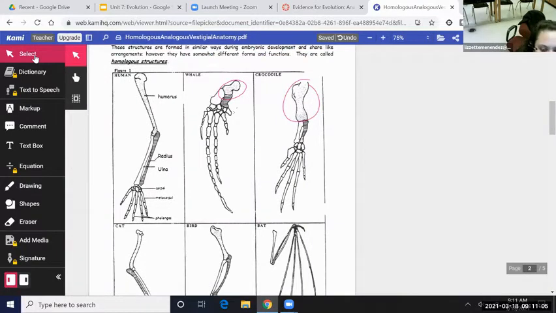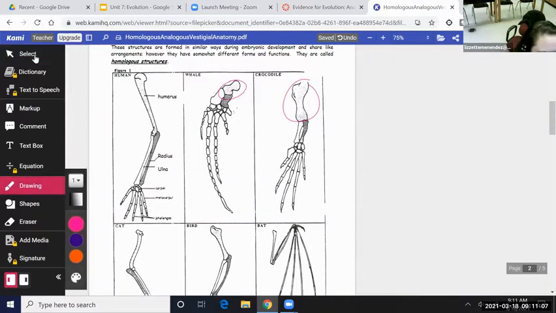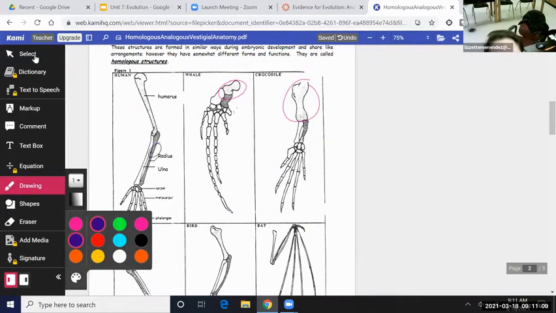Notice how the radius is striped in the human arm here. It's also going to be striped here and here. Okay, so just follow the pattern, color them all the same thing.